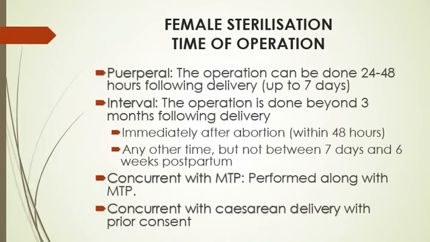So time of operation, it can be either performed during the puerperal period. The operation can be done 24 to 48 hours following delivery, up to 7 days. Interval, the operation is done beyond 3 months following delivery. It can be immediately after abortion, within 48 hours, or any other time, but not between 7 days and 6 weeks postpartum, and preferably should be done during the proliferative phase of the menstrual period. And usually during the puerperium, the woman is quite motivated for tubal sterilization. So that is when we should catch the women for female sterilization.